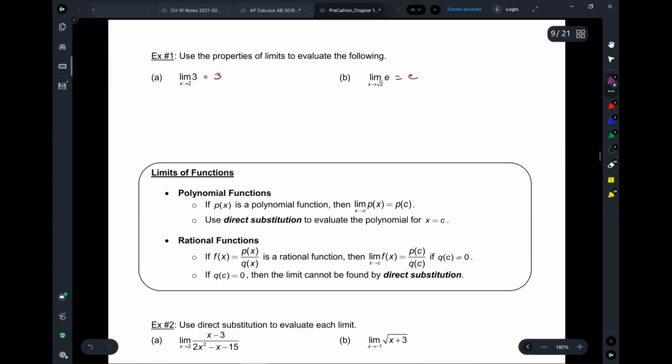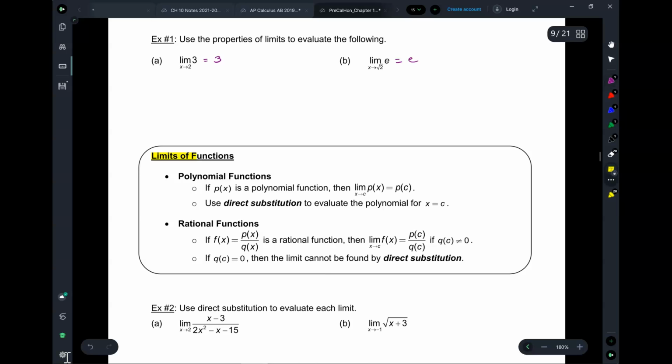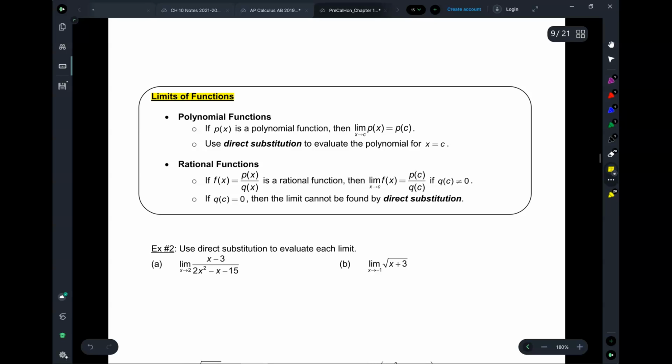Okay, so limits of polynomial functions. If you have a polynomial function, then the limit as x approaches c of that polynomial function is just p of c. What does that mean? To evaluate the limit, you just use direct substitution. Just plug in the limit into the function. Plug in the x value into the function.